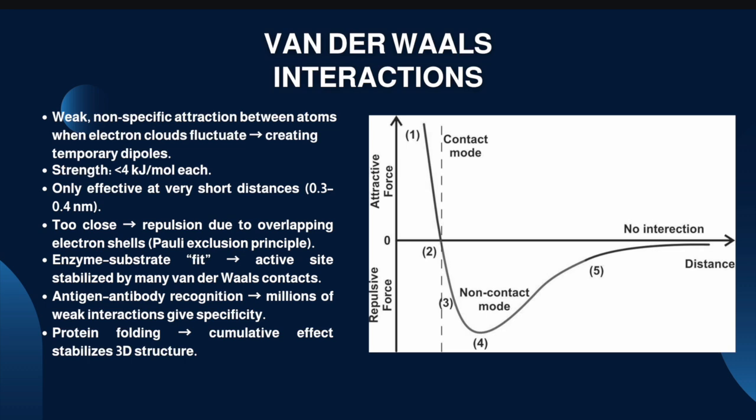Again, antigen-antibody recognition is also a temporary type of interaction, because antibodies have the capacity to bind with different epitopes of the antigen. That's why it needs to be a temporary bond. Protein folding is a cumulative effect. It means there are different types of bonds, but one of them is the van der Waals interaction.